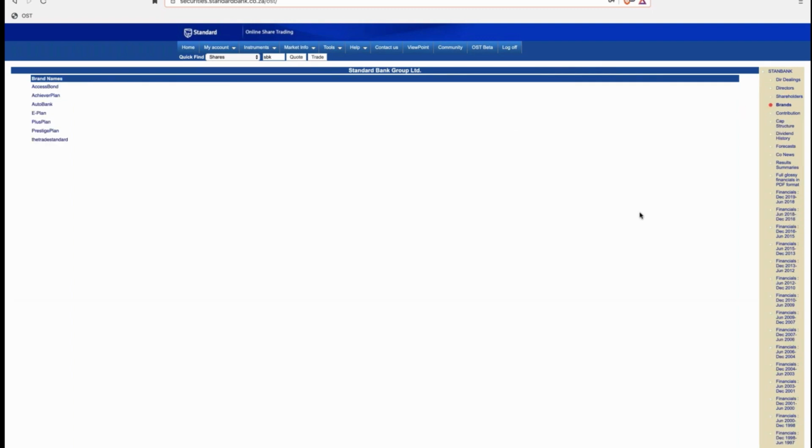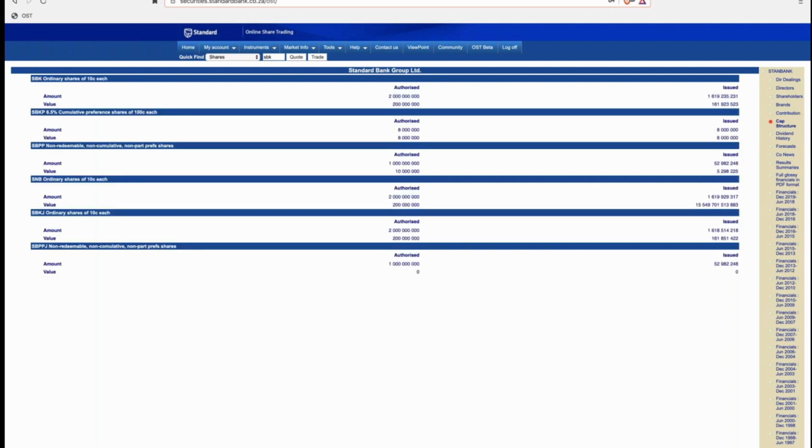The brands that they have, Access Bonds, Achiever, Autobank, ePlan, nothing really terribly telling there, sometimes more than not. Contributions, so Banking, Liberty, Central, and other, not telling us a heck of a lot. Capital structure just tells us how many shares.